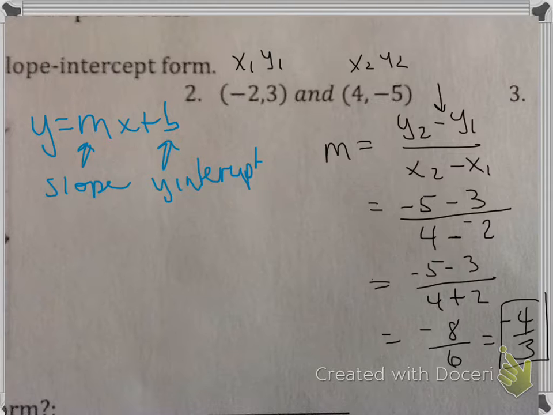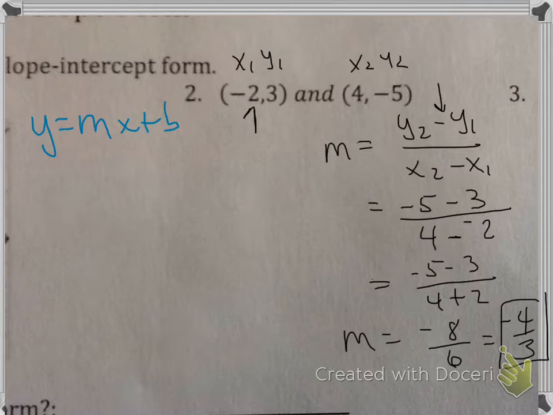Now we're going to look for the y-intercept. And for us to do the y-intercept, we're going to plug in the slope and the point into the slope-intercept form. Alright, so we get to pick a point. See, we only have one x and y, so we're going to pick one of these. Let's pick these 2 guys here. I like these guys. So that's negative 2 and 3.